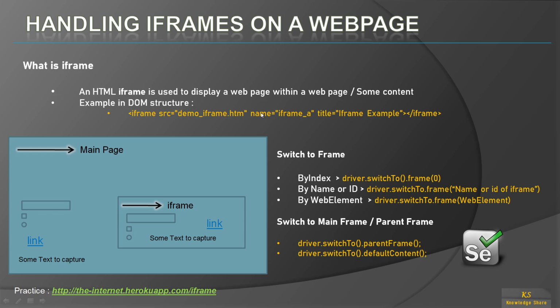Or else if you have some attributes like name or ID, you can use that and you can simply write in double quotes the name or ID of the iframe. And also web element, you can store your iframe using the name attribute or ID attribute in a web element object, and you can directly give that web element object here. So these are the ways that you have to use to switch to the frame.